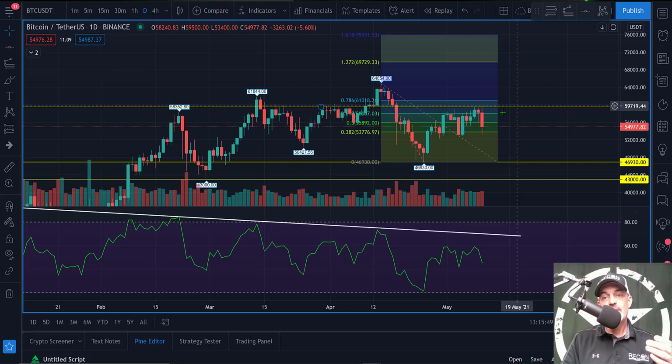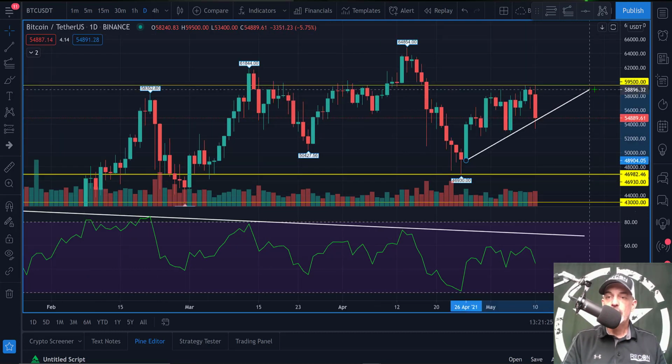Now, on the flip side, that works the same for this 382 level. The more times we come in here and test this 382 level, the more likely the bears are to break through that level and push the price back down towards the 46,930 level. And so we're currently watching the bulls and bears battle in this range and basically waiting to see who is going to win this battle.